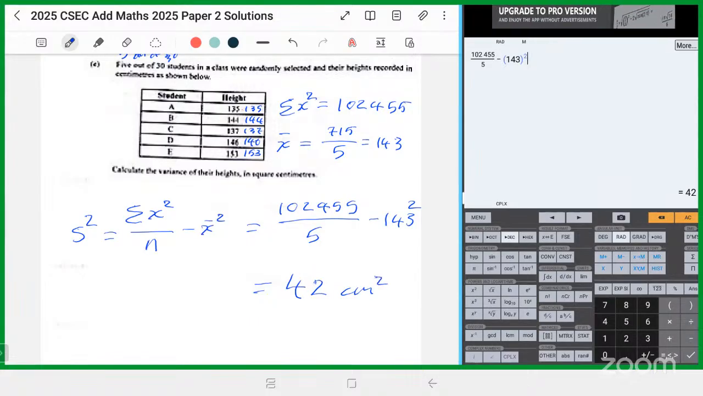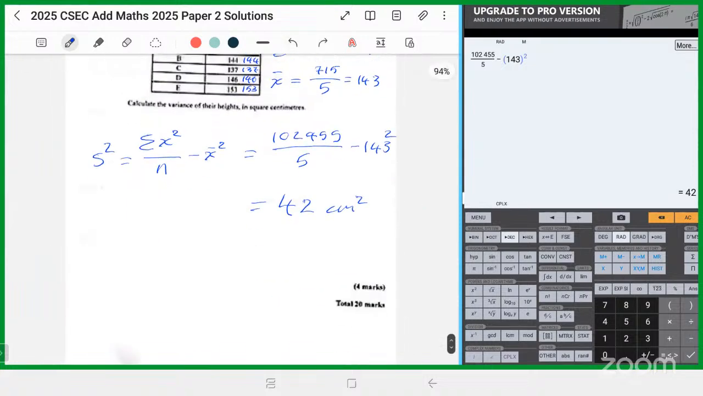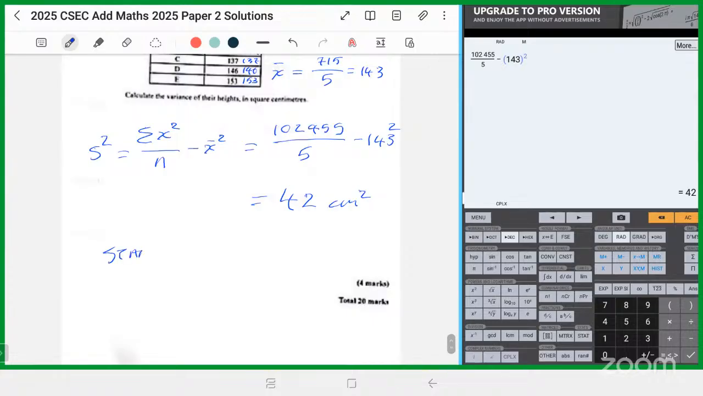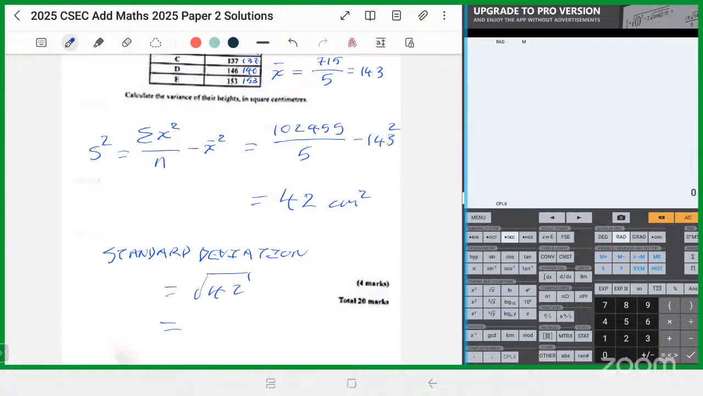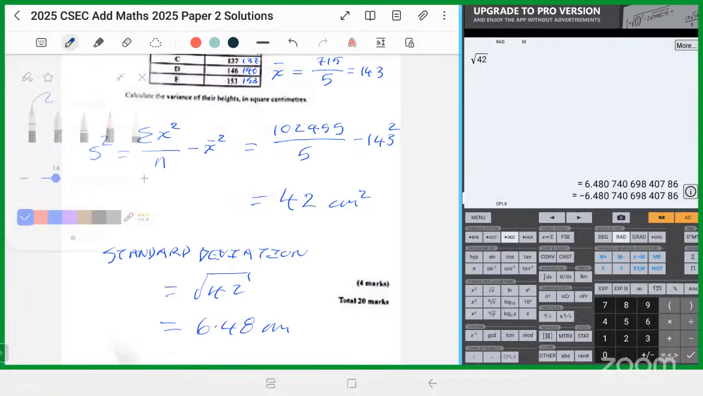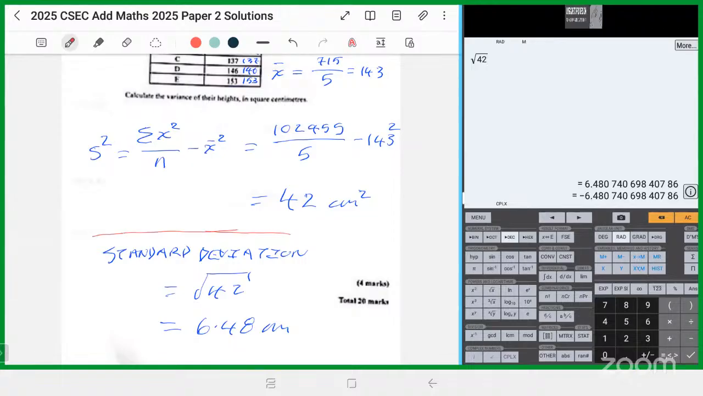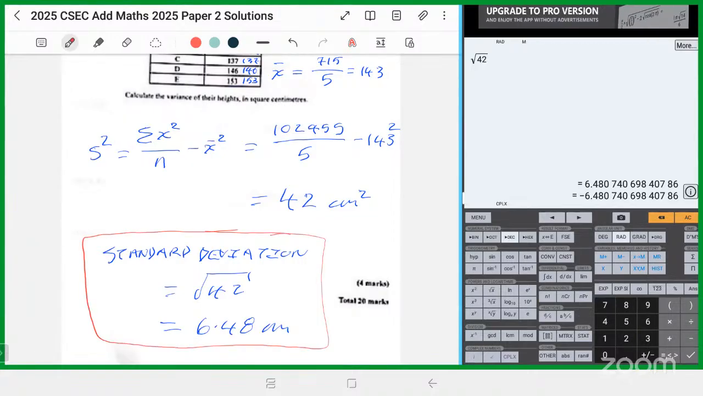If you want the standard deviation, you take the square root of this, you can write it down. Standard deviation equals the square root of 42, which is 6.48 centimeters. I didn't ask for this, it's just extra. If they wanted that, this is the answer there.